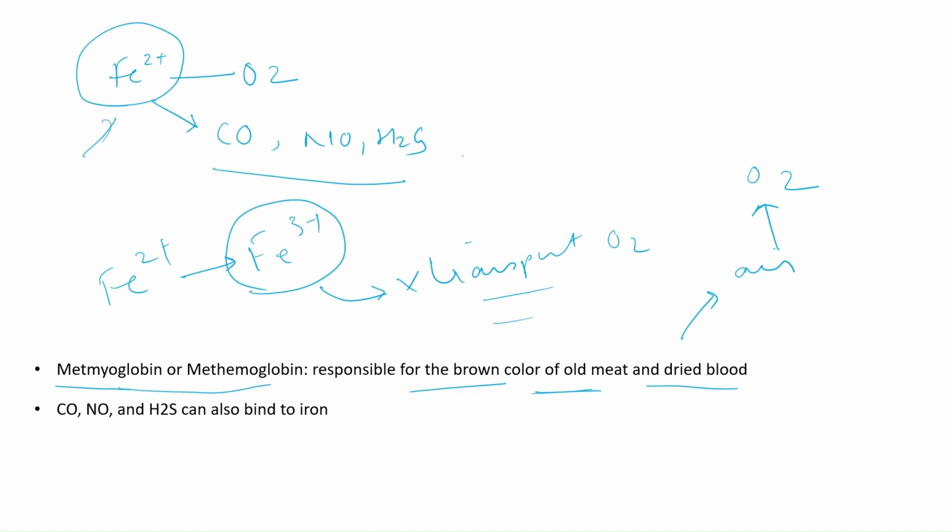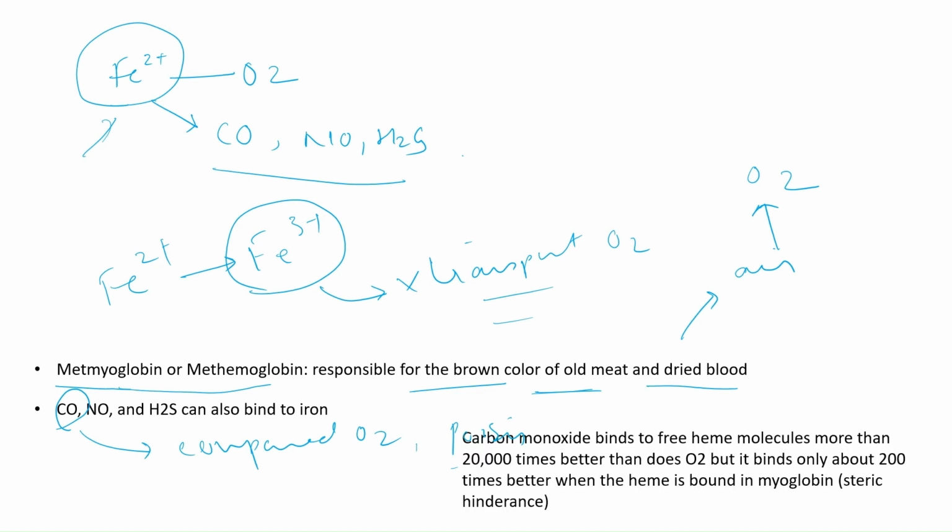Now, what would have happened if heme is not present in the pocket? In that case, if we take the example of carbon monoxide, then carbon monoxide will bind more efficiently compared to oxygen, which will lead to carbon monoxide poisoning. When heme is free, in that condition, carbon monoxide can bind with the heme molecule 20,000 times better than oxygen.